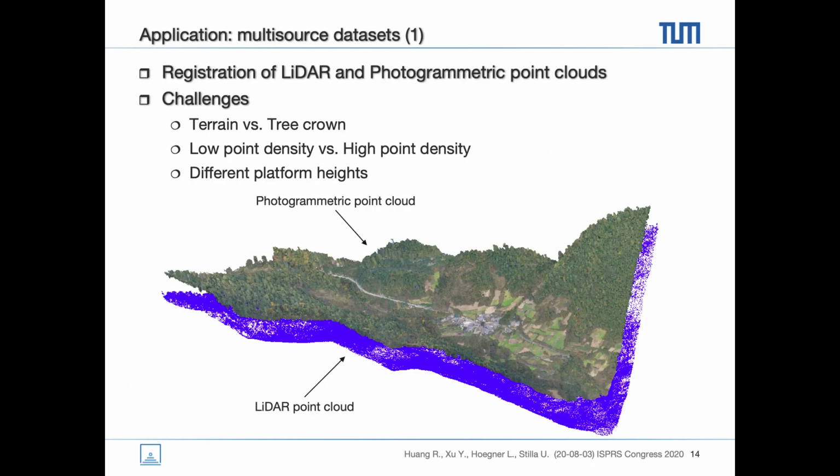The second application is the registration of multi-source point clouds. Here they refer to LiDAR point clouds and photogrammetric point clouds. The main challenges lie in 3 aspects. First, the laser penetrated the vegetation. Thus, LiDAR point clouds measured the terrain, while photogrammetric point clouds measured the tree crown. Second, the 2 point clouds have different point densities. The last point is that the data were acquired from different platforms at different heights, which leads to a shift between the coordinate systems of the 2 point clouds. This is also the reason why we need to register these 2 point clouds.